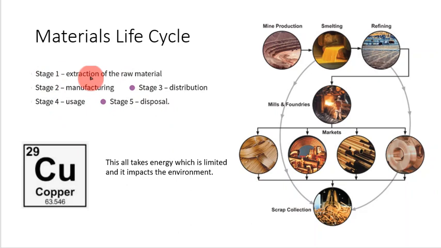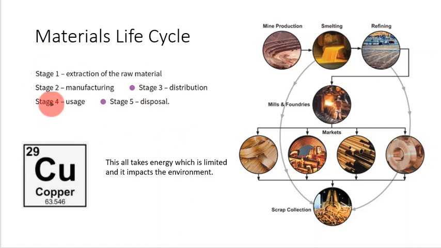So stage one is extracting the raw materials. Stage two is manufacturing, so taking the raw materials and manufacturing useful products out of them. Then it's distributing those useful products, and they could be distributed from a central point in a country, let's say China, to all countries all over the world. Stage four is that the material is actually used, and stage five is that once the material is no longer in use, which depends on the product, it's disposed of in some way.